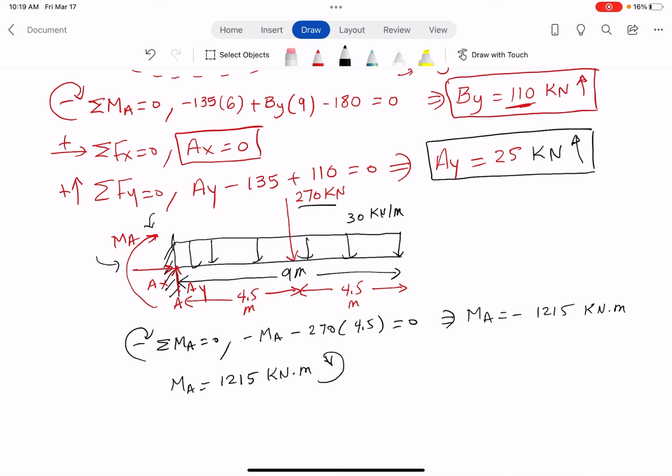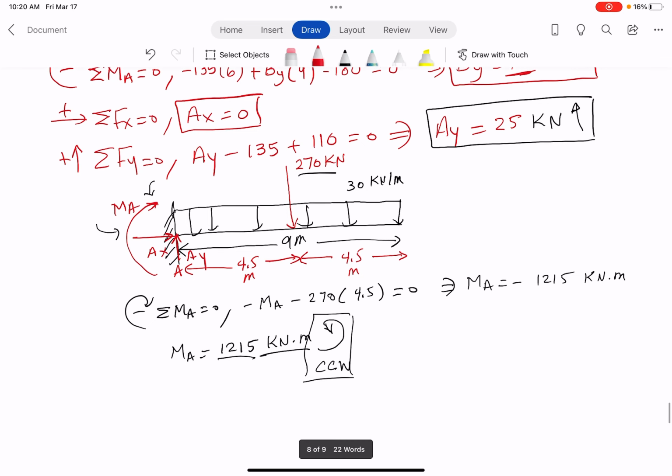Okay, you should write it either this way or counterclockwise like this. You should have magnitude, you should have unit, and you should have direction. Whether you draw an arrow counterclockwise, or you just write CCW. That is the first one.